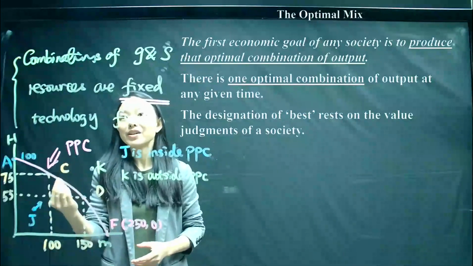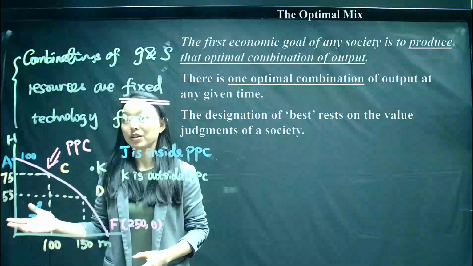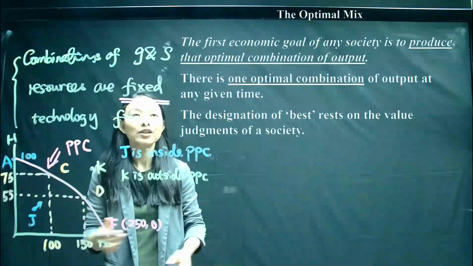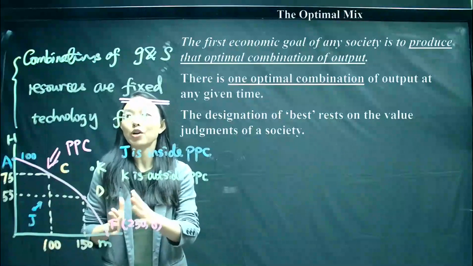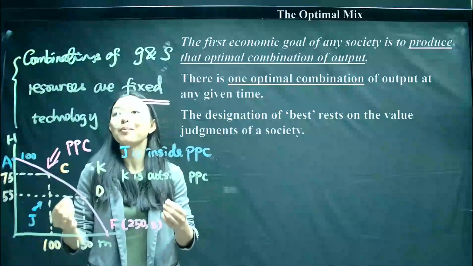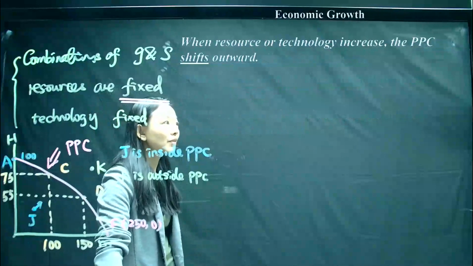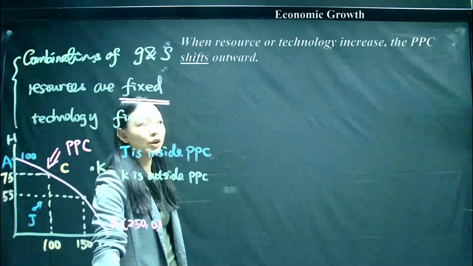So you can see the best output combination for United States, probably not the best output combination in Canada, right? So every country has their own judgment of what would be the optimal combination of outputs. Now let's look at economic growth.